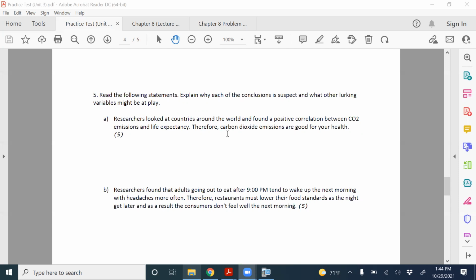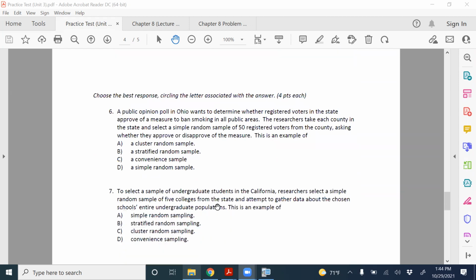What do you guys think, Luke? As a country has more carbon dioxide. Good. They're probably more industrialized. Exactly. Countries more industrialized probably have more educated people, more wealth, better hospitals, better access to healthcare. So I would probably say it'd be more correlated between wealth and life expectancy, perhaps. So the lurking variable would probably be wealth, I would say, for that one. So I'll let you guys battle through B in that one.